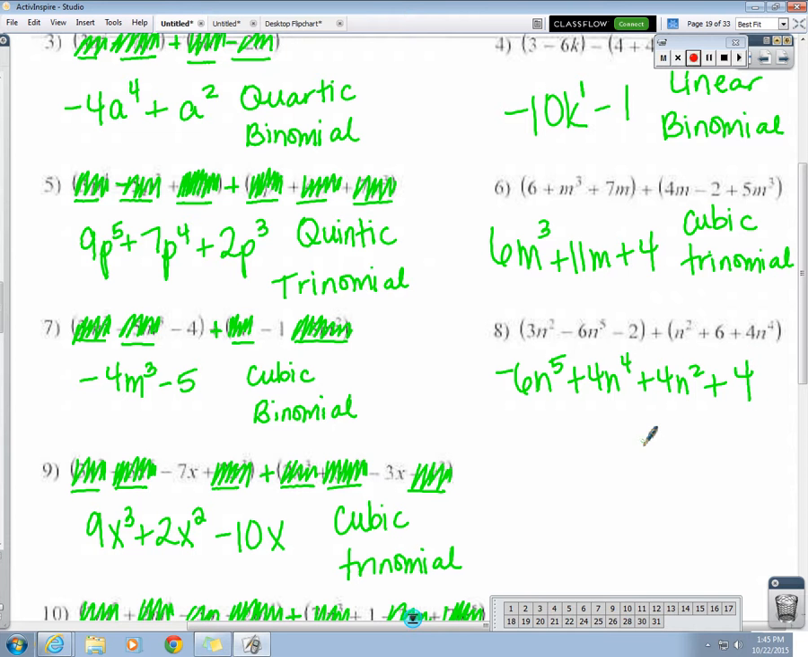Right, and then what do you name that one? Right, quintic polynomial with 4 terms.